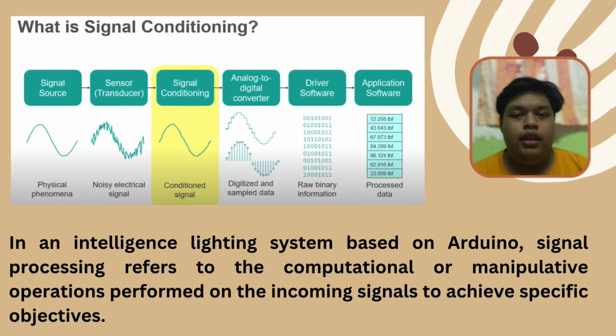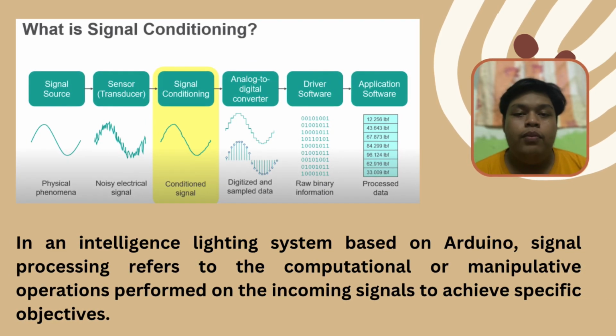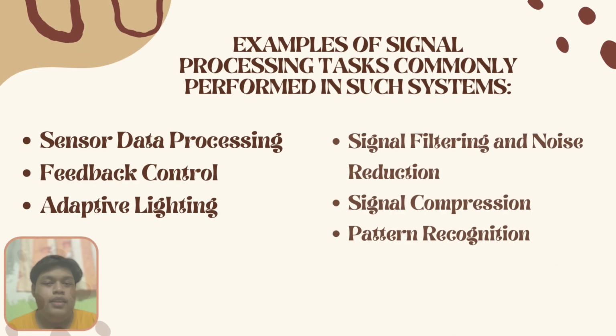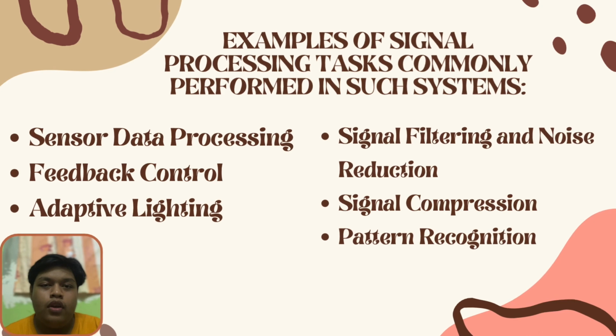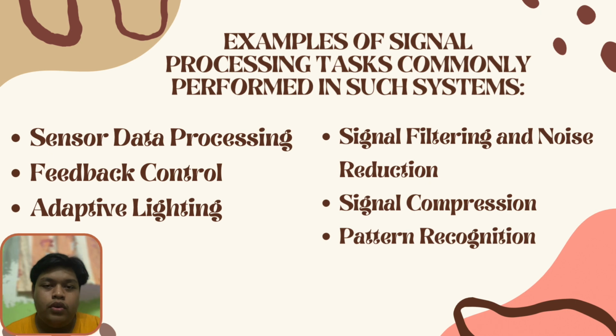Signal conditioning in an intelligent lighting system based on Arduino. Signal processing refers to computational or manipulative operations performed on the incoming signal to achieve a specific objective. Here is a list of example signal processing tasks commonly performed in such a system: sensor data processing, feedback control, adaptive lighting, signal filtering and noise reduction, signal compression, and then pattern recognition.